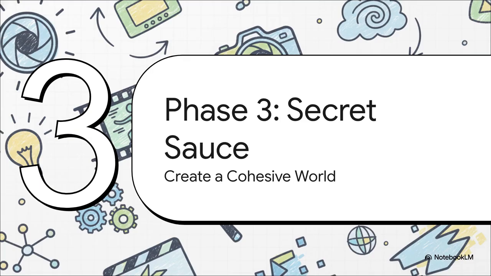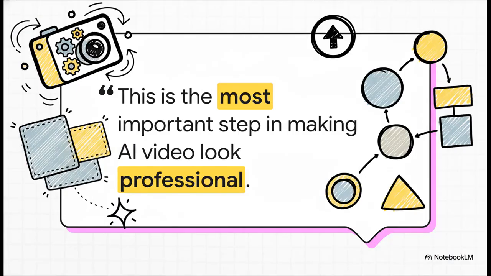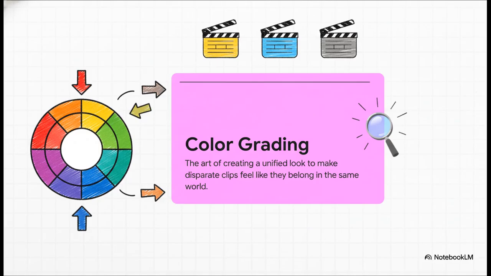This is where we take all these separate random clips and trick the audience into believing they all belong in the same world. And I am not kidding when I say this. This next thing we're going to talk about, it is the single most important step to make your AI video look and feel professional. Pay close attention to this one. And that step is color grading.